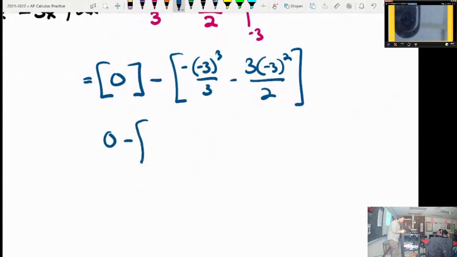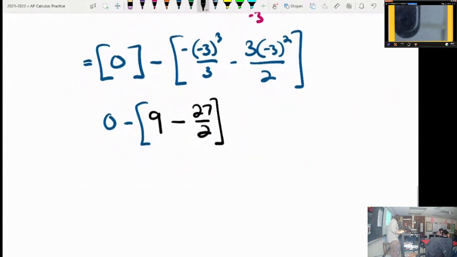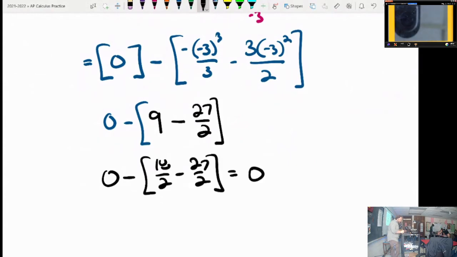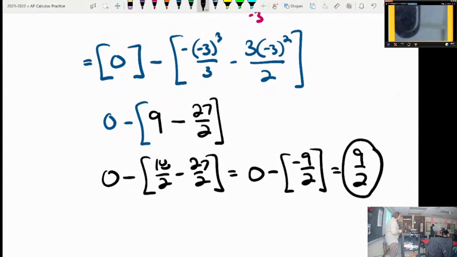0 minus, in parentheses, this first chunk, let's see, the 3's cancel out. The negatives cancel out too. Because it'll be negative 27 over 3, so it'll be positive 9. And then we've got 9 times 3 is 27 over 2. Pretty sure that's right. 0 minus 18 over 2 minus 27 over 2 would be negative 9 over 2. So it's going to be positive 9 over 2. I'm pretty confident about that.